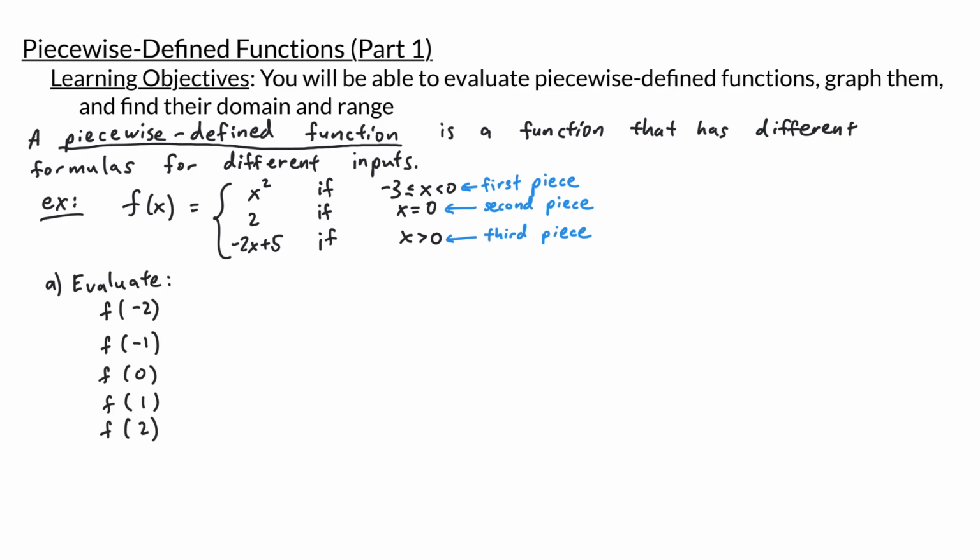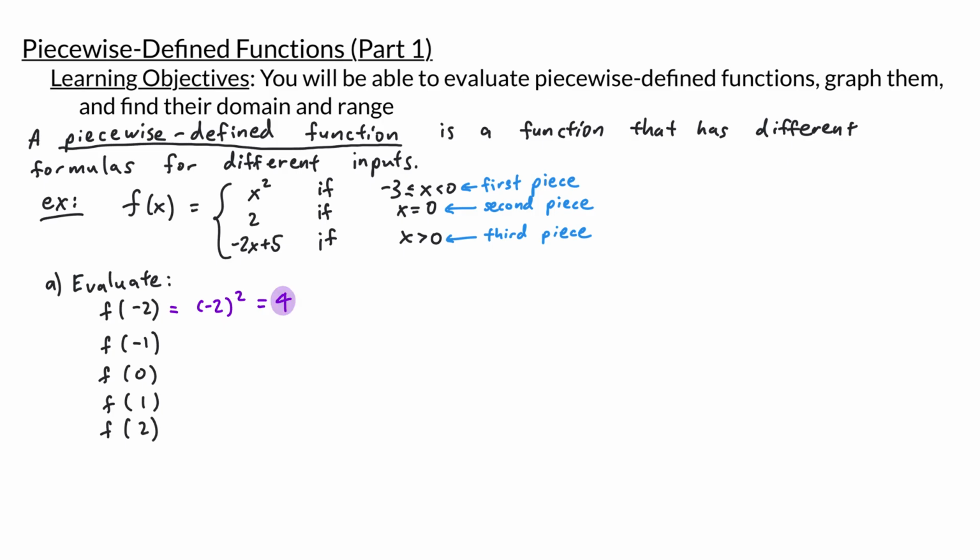Let's start by evaluating f of -2, meaning let's find the output of this function when the input is -2. First, we need to decide, is the input -2 part of the first piece, second piece, or the third piece? Because that will tell me what formula to use to compute the output. Well, -2 is in the first piece because it's a number that's between -3 and 0. And so to compute the output, we would use the x squared formula. So f of -2 would be -2 squared, which gives us +4.